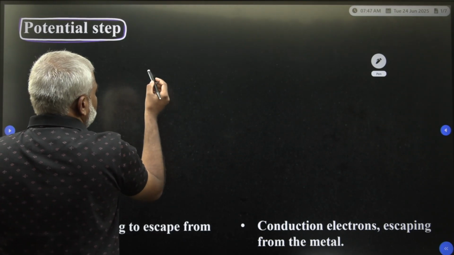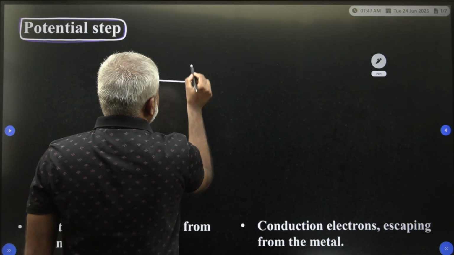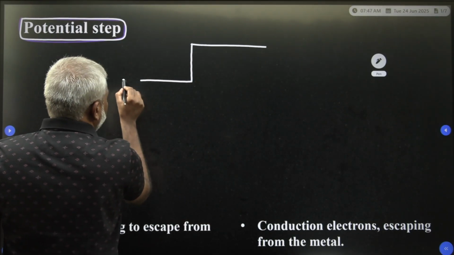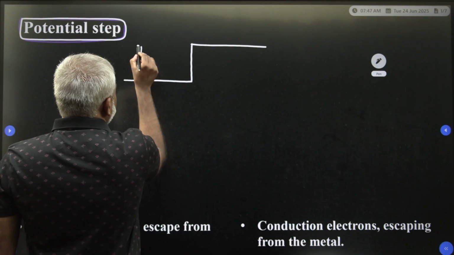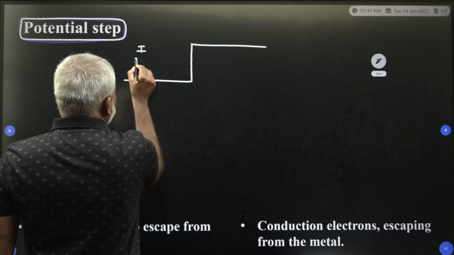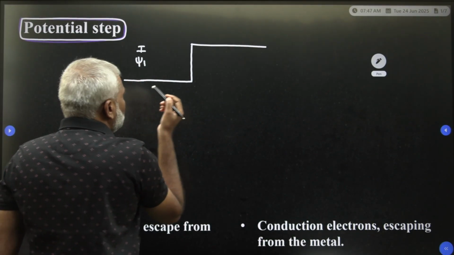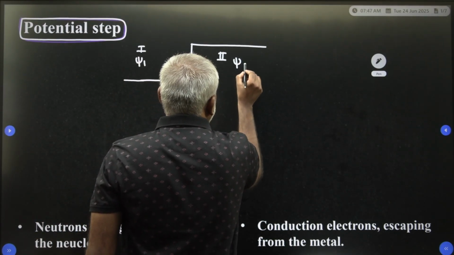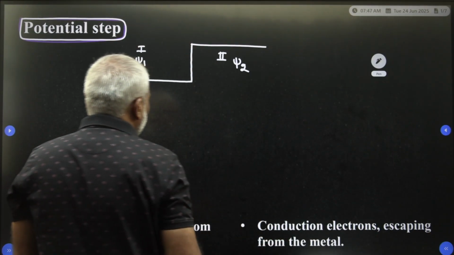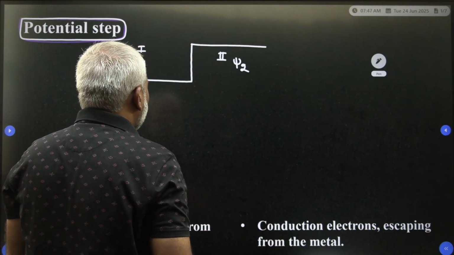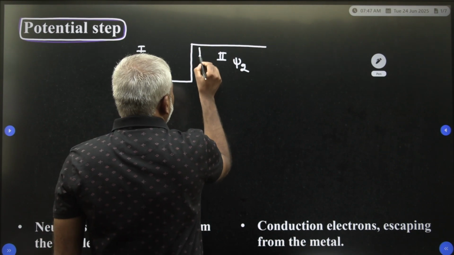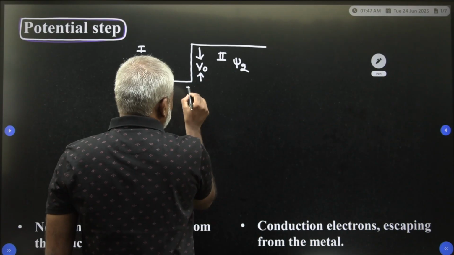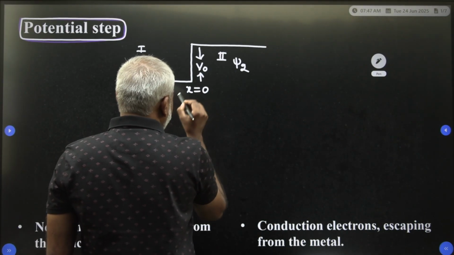So, what is a potential step? Your potential step is like this structure. Here two regions are there. This is region 1, and in this region the wave function is psi 1. This is region 2, and in this region you have to take psi 2 as the wave function. Clear? Now the barrier is at x equal to 0, and the height is V naught.